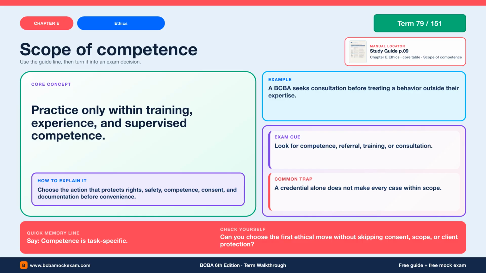Scope of competence. Scope of competence means practicing only in areas where you have appropriate training, experience, and supervision. For example, a BCBA should not accept a case requiring specialized expertise without the needed competence or support. The exam cue is a professional being asked to work outside their training. The trap is choosing the answer that sounds helpful but ignores competence. Ethical practice is not just willingness to help. It is helping within your ability to do so responsibly. Memory line. Do not practice beyond competence.